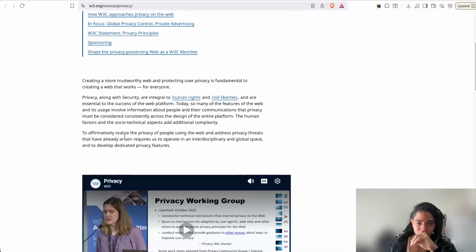To affirmatively realize the privacy of people using the web and address privacy threats that have already arisen requires us to operate in an interdisciplinary and global space and develop dedicated privacy features.